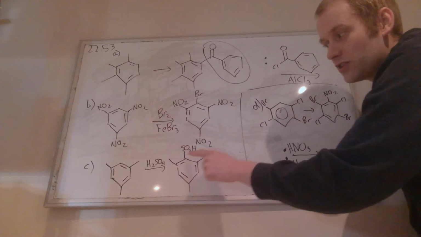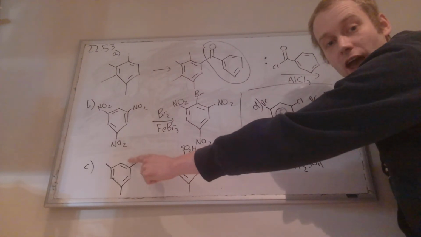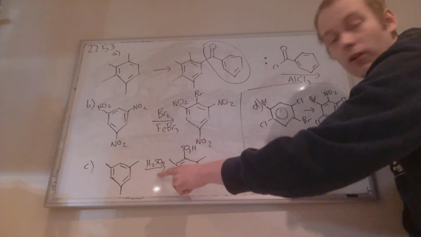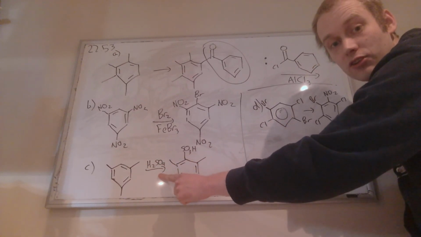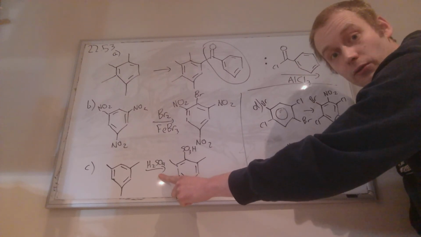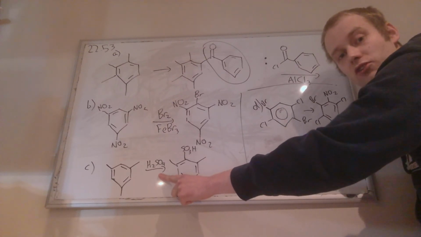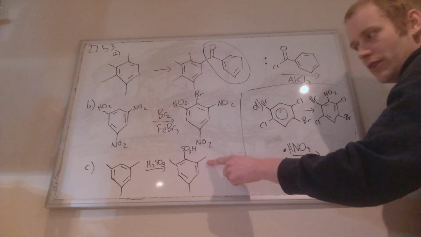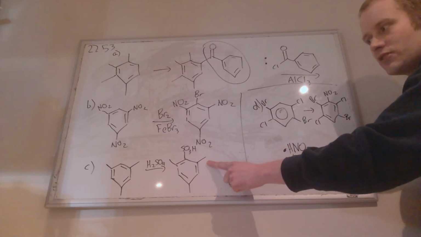The next reaction is a sulfonation. Again, every one of these positions is identical, and so all we need to do is supply the conditions for the sulfonation, in this case H2SO4. You can add SO3, that sometimes makes the reaction go a little bit faster. This reaction otherwise is just concentrated sulfuric acid.